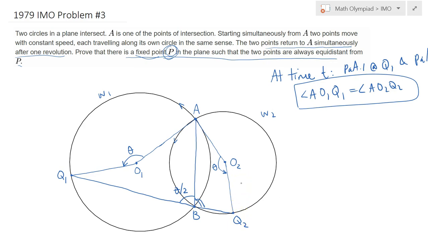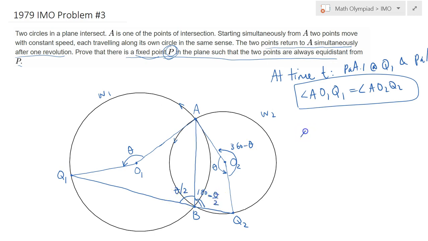It measures, because ABQ2... no, they are not cyclic. I was about to say that ABQ2O2 is cyclic. No. Okay, so how about that? So this whole angle is 360 minus theta. It subtends this major arc AQ2, so therefore that arc is also subtended by angle ABQ2, so therefore this would be half of that angle, which is 180 minus theta over 2.